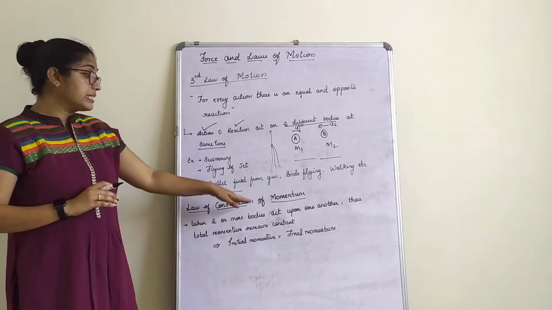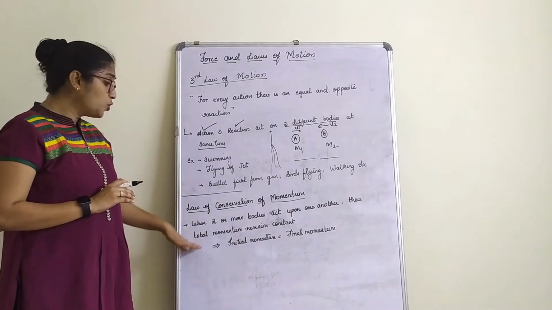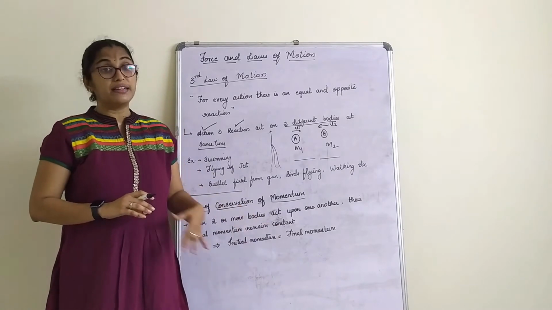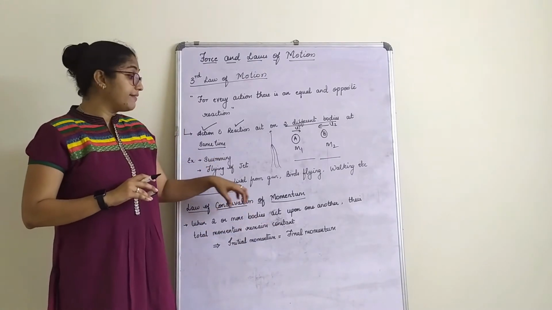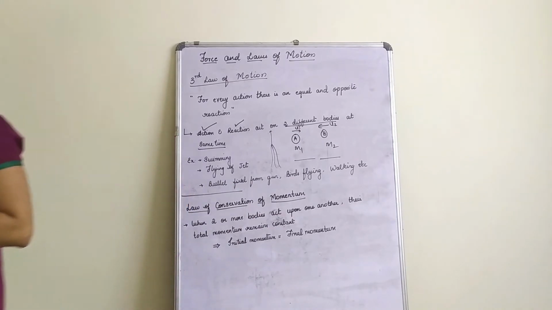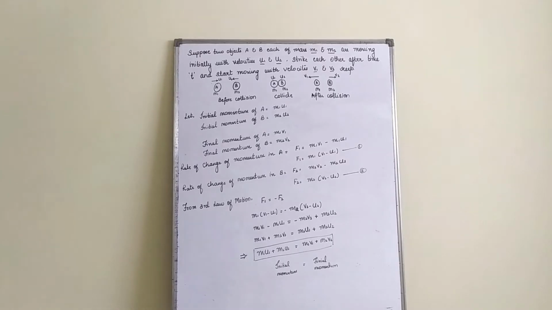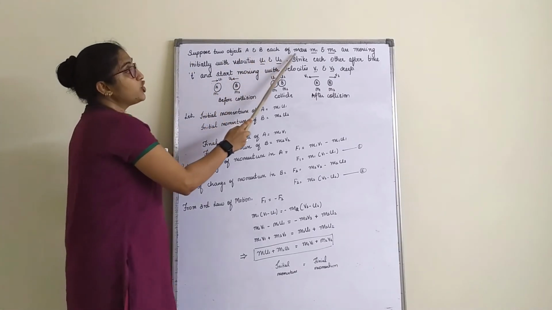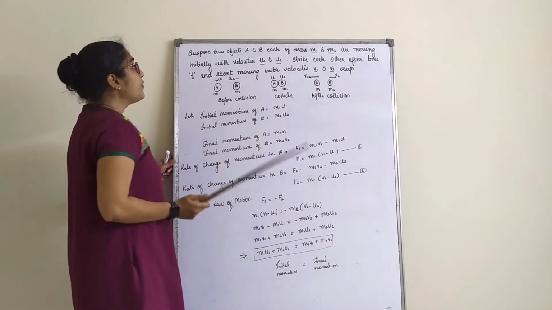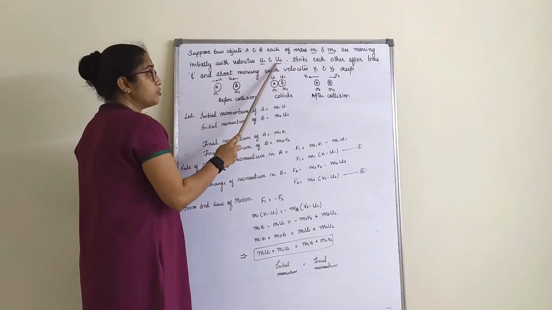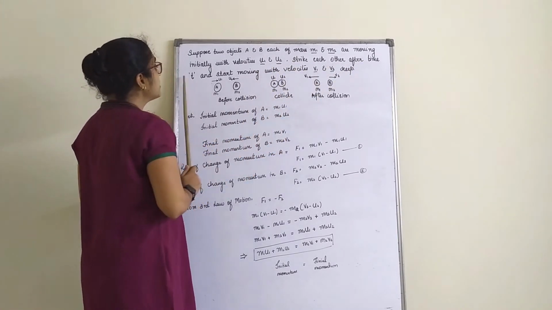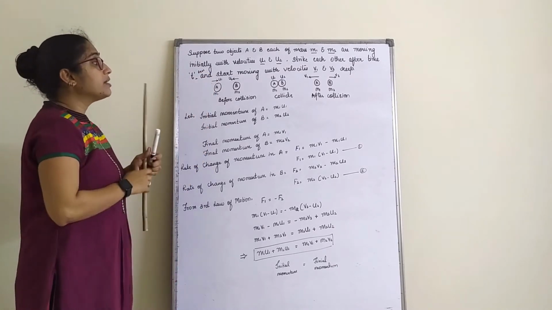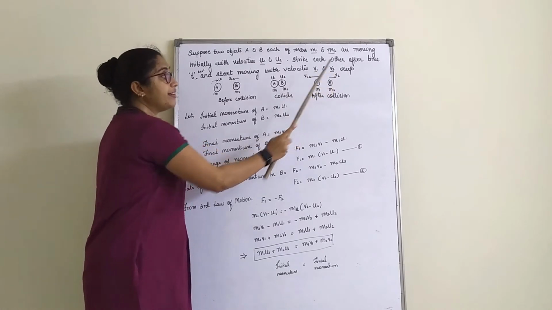When two or more bodies act upon one another, their total momentum remains constant. That is, initial momentum is equal to final momentum. Now let's see how to derive this equation mathematically. So let us derive this. Suppose two objects A and B, each of mass m1 and m2, are moving with initial velocities u1 and u2, strike each other after time t seconds and start moving with velocities v1 and v2 respectively.